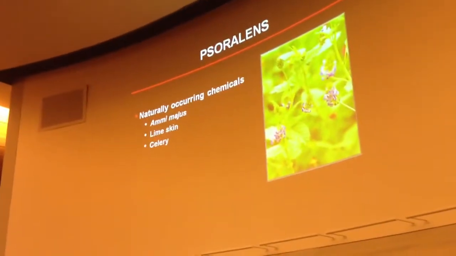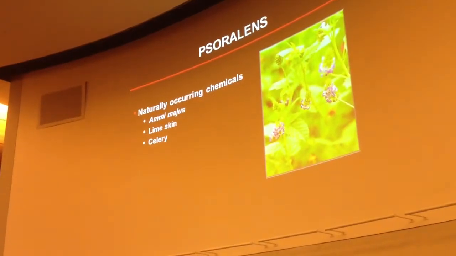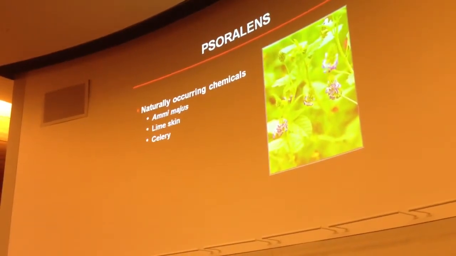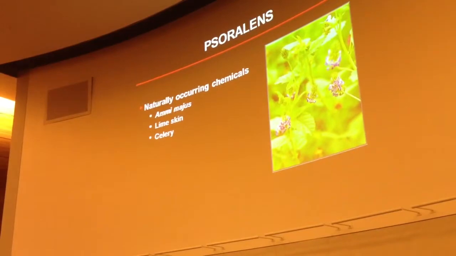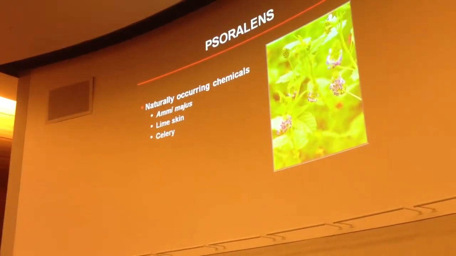Well, psoralens are compounds that occur naturally. So you find them in plants like Ammi majus, for example, which is actually a common folklore medicine used in ancient India, back in Ayurvedic medicine. But you also find it in more common plants like lime skin and celery, and in fungicides.